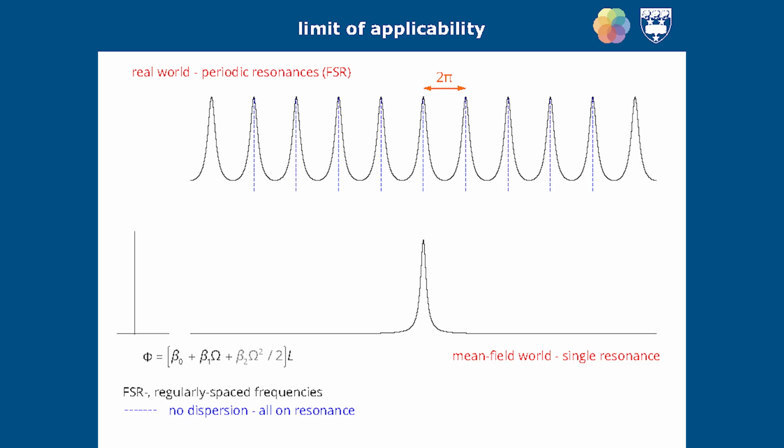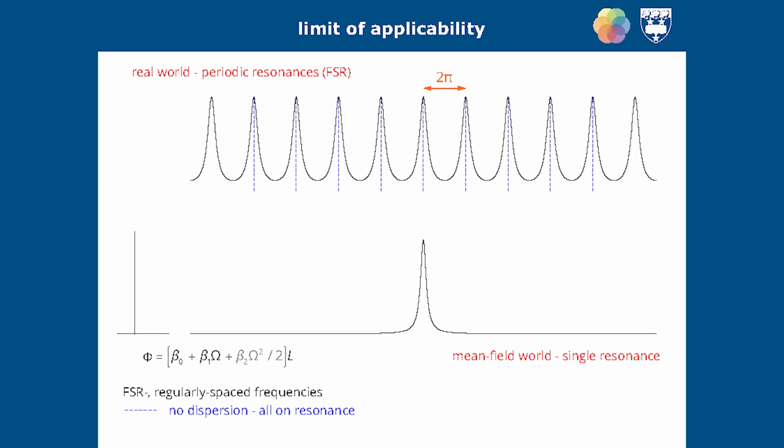And so let's imagine I have a comb of frequencies that is spaced by the free spectral range. If I neglect dispersion, as I shift from one resonance to the next by one free spectral range, I'm adding 2 pi of phase. And so in terms of the phase here, it's strictly periodic. If one is on resonance, they are all on resonance. These are these dashed blue lines, okay?